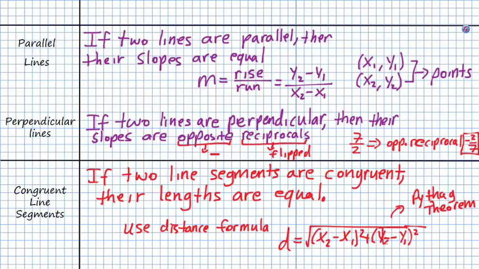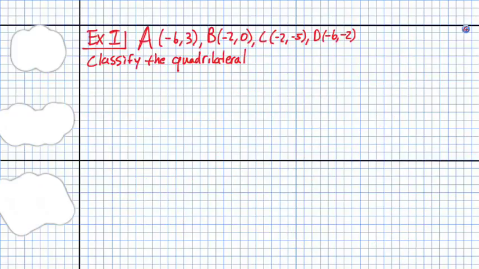So I want to do a quick proof as part of our notes, and then we're going to go ahead and go into our examples. Alright, so we're given the points negative 6, 3, negative 2, 0, negative 2, negative 5, and negative 6, negative 2. And we need to actually put these into a coordinate plane and classify the quadrilateral which occurred. So let's go ahead and throw it in a coordinate plane and just see what happens.